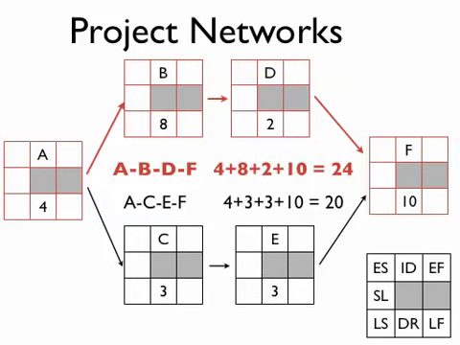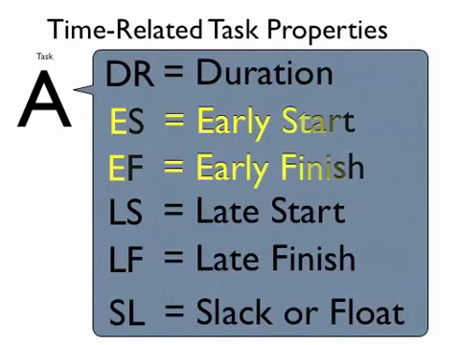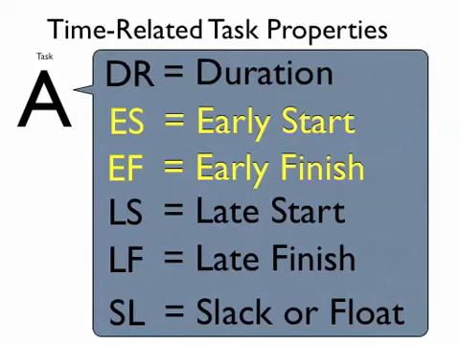Now let's look at how we can derive some of the other task related properties for the various tasks in our network. We know the duration already, and from that we'll be able to determine things such as the early start and early finish. Those are simply the earliest time that our project can start or the earliest time that our project can finish without affecting the other tasks in our project network. We determine that through a process that is known as the forward pass.